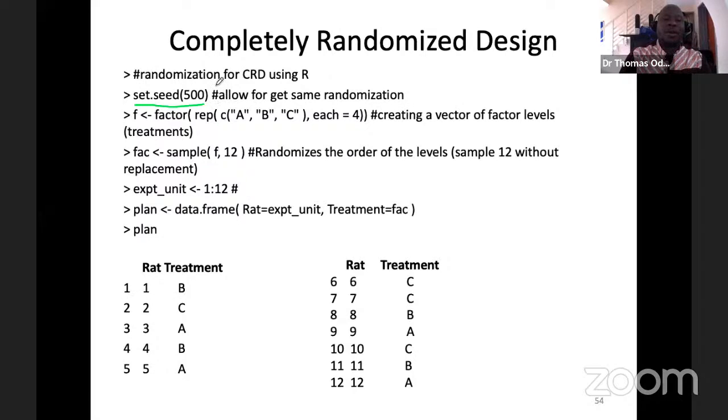I also told you yesterday that this sign here tells R that whatever you find after this sign is just my comment, don't run it and don't show me an error. So the first thing we've done is that we have 3 treatments here, and let's say we want to replicate each one 4 times. That means in total I will have 4 A's, 4 B's, and 4 C's. That means I will have a total of 12 observations, 12 treatment points, so I need 12 experimental units.